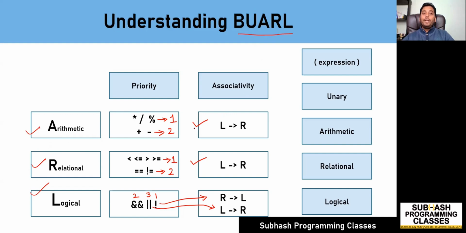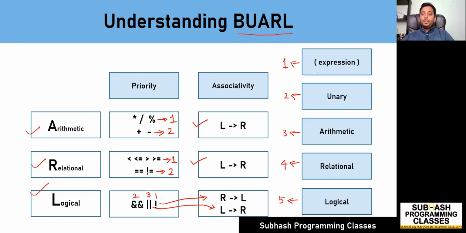Okay, so let me repeat. Whenever you want to evaluate an expression that contains a combination of arithmetic, relational, and logical operators, you will have to follow a rule called the BUARL rule, where B stands for brackets, U stands for unary operators, A stands for arithmetic, R stands for relational, and L stands for logical. It means the first priority is given to the brackets, the second priority to unary operators, the third priority to arithmetic operators, the fourth priority to relational operators, and the fifth priority to logical operators.